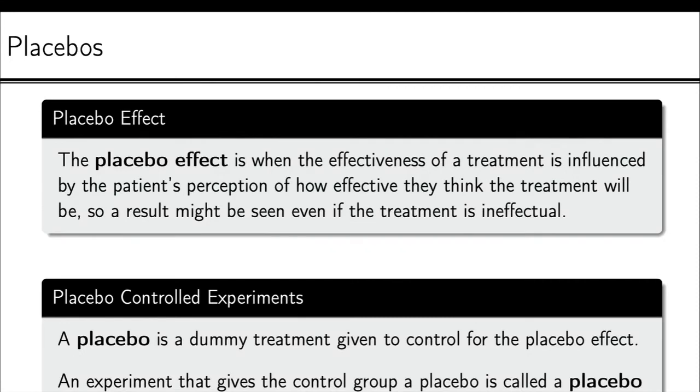One thing that is important to be aware of is something called the placebo effect. This is where a treatment can actually have an effect on an individual just because the individual thinks that they're receiving treatment. So the effect of a treatment is influenced by the patient's perception of how effective they think the treatment will be. That's called the placebo effect, and it's a real thing: the fact that people know they're receiving treatment can affect the outcome.